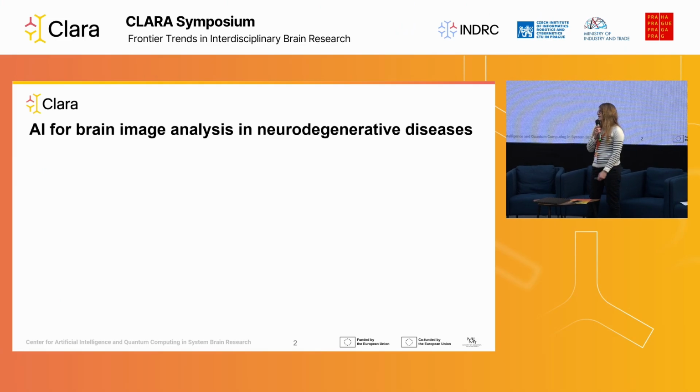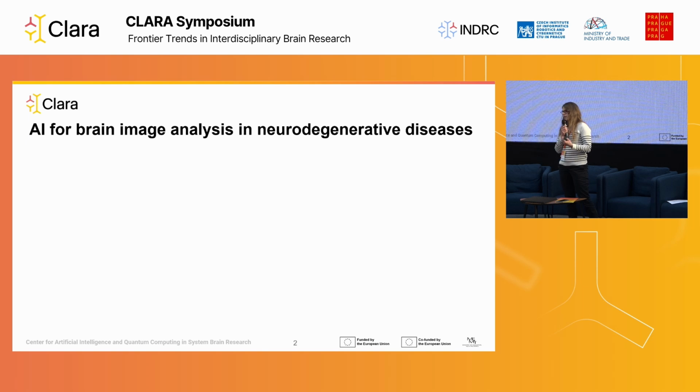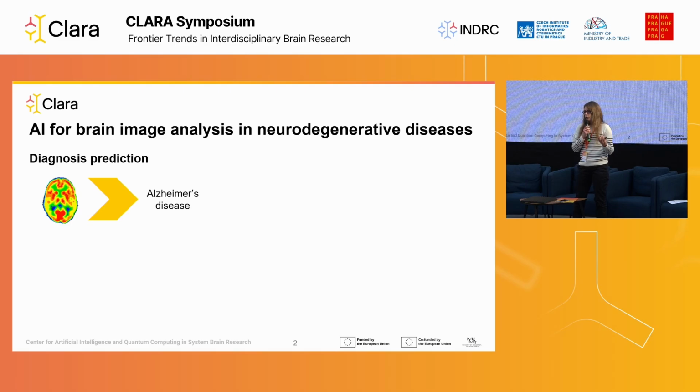Neuroimaging is very rich data where you can have information about the structure and physiology of the brain. But sometimes neuroimaging data are difficult to analyze because they include a lot of information. So we can use computational methods relying on machine learning to analyze these images. For example, we can use this type of approach to predict the diagnosis.